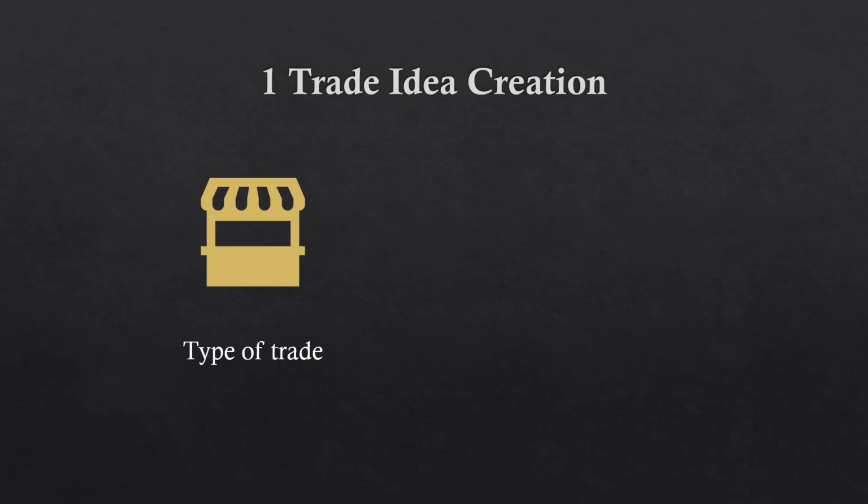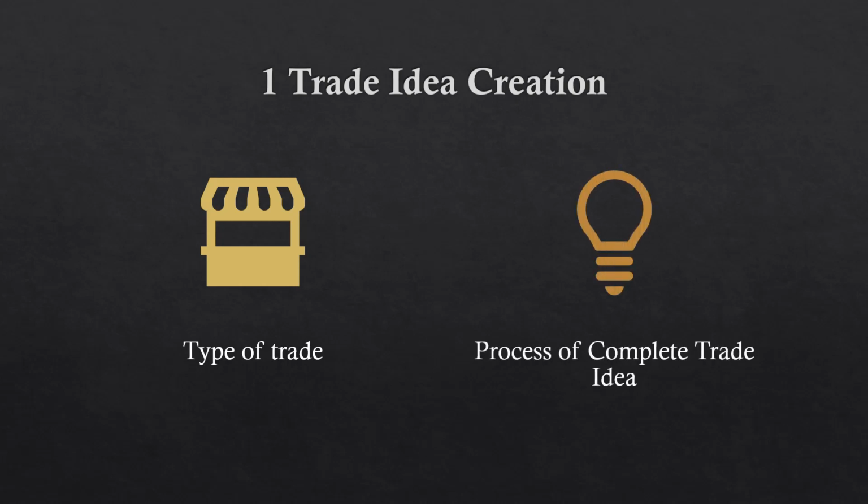So let's now get into the mechanics of this. We talked a lot about the emotional side, the individualistic side of trading. Let's talk about how you create a trade idea. What are the components of that? What does a full trade idea look like? Well, it usually starts with the type of trade, so we'll get into that. The next thing we'll cover is the process of a complete trade idea. What does that look like?